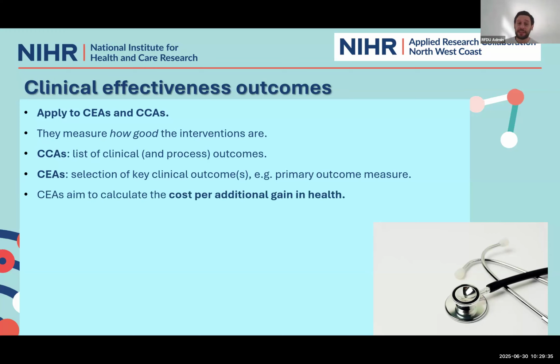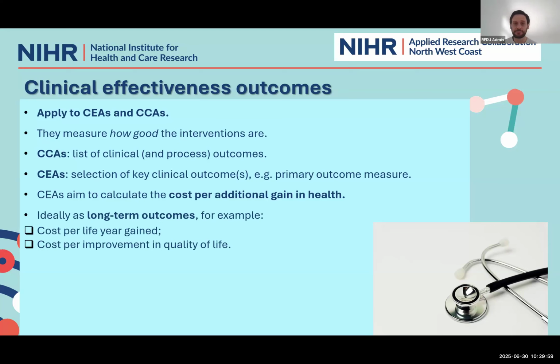In particular, cost effectiveness analysis aims to calculate the cost per additional gain in health. So we go back to what we were saying before. We have this concept of incorporating cost and outcomes considerations together. And we need to understand what the cost per additional gain in health is that we are obtaining from implementing the new intervention. What do we mean by this gain in health? Well, it could be something long-term. For example, cost per life year gained, and that was the example used by Misael before in his slides.